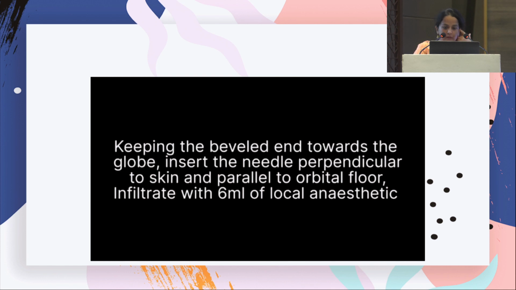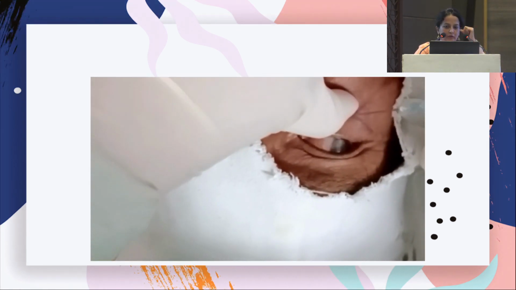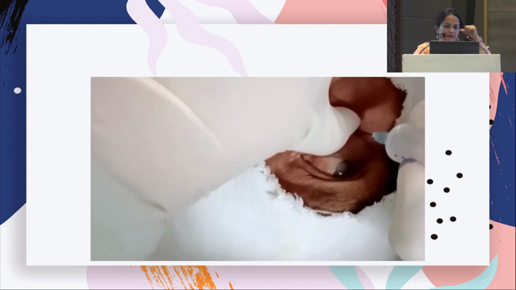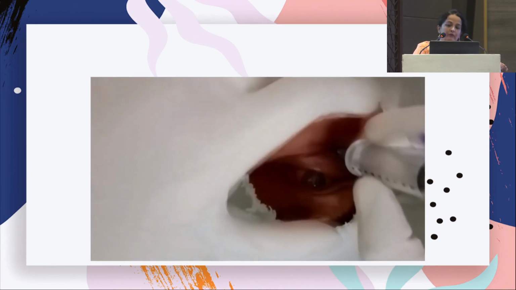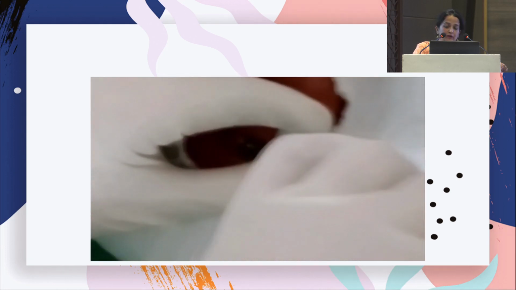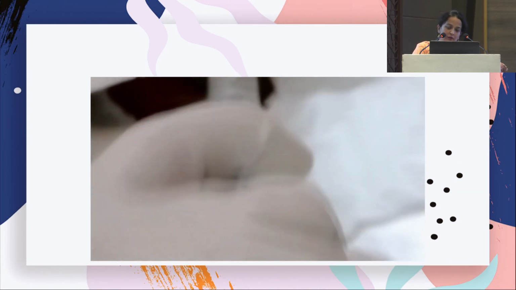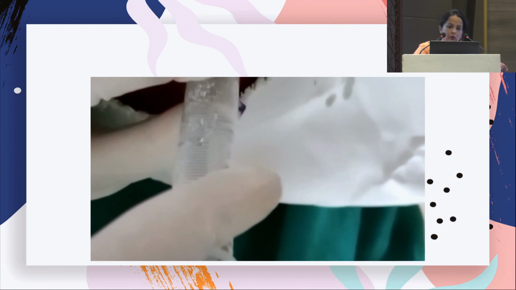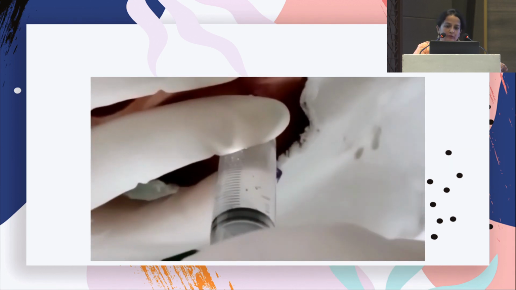Then after palpating the lower margin, at the junction of the lateral 1/3 and 2/3, we have to use a non-dominant hand to make a space. Here the precaution is we have to keep the bevel of the needle, that is most important, towards the globe, and we have to take the needle slowly along, parallel to the orbital floor.